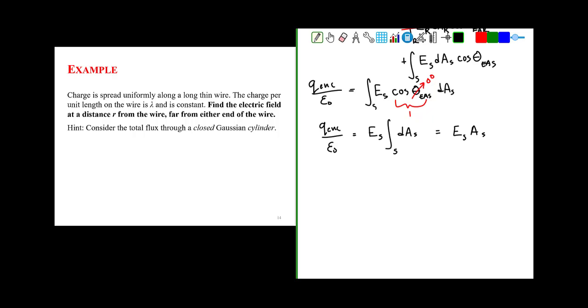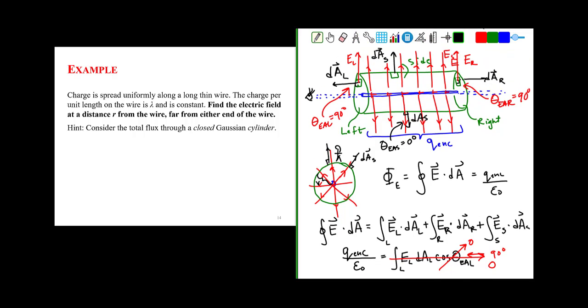Now, we're not done yet. The problem said find the electric field at a distance r from your wire far from either end. But we're getting there. Well, what is the area of a cylinder? That's what A_S is. You might remember that the area of a cylinder is equal to the circumference of the cylinder, 2 pi times the radius r, times the length of the cylinder. Okay, so we have to go back and look at our length.